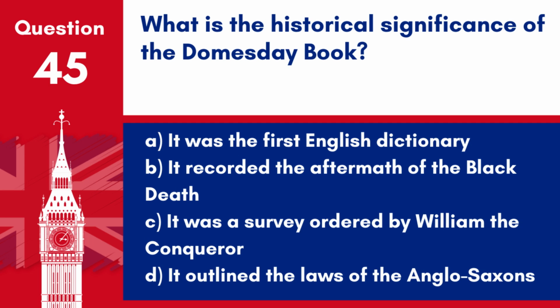Question 45. What is the historical significance of the Domesday Book? A. It was the first English dictionary. B. It recorded the aftermath of the Black Death. C. It was a survey ordered by William the Conqueror. D. It outlined the laws of the Anglo-Saxons. Answer C. It was a survey ordered by William the Conqueror. The Domesday Book is historically significant as a comprehensive survey of England, ordered by William the Conqueror in 1086.